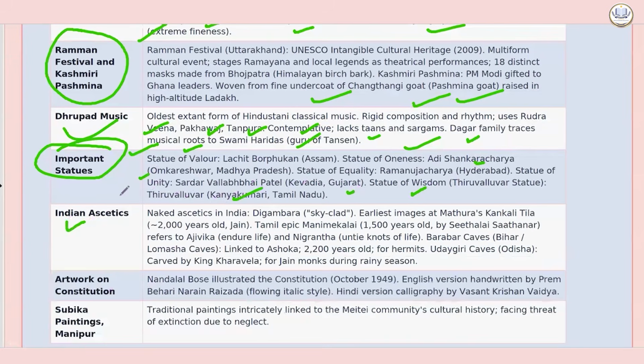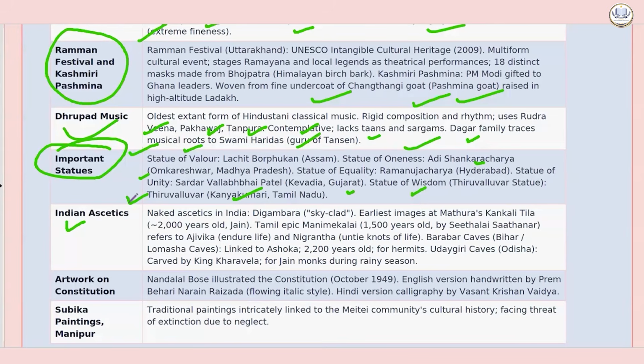Then Indian ascetics. Naked ascetics in India, Digambara, skyclad, have earliest images at Mathura, Kankali Tila. The Tamil epic Manimekalai by Sithalai Sathanar refers to Ajivika and Nirgrantha. Barabar caves, Lomas Rishi, linked to Ashoka, 2200 years old, for hermits, and Udayagiri caves carved by King Kharavela for Jain monks during the rainy season. They are all talking about the Indian ascetics.